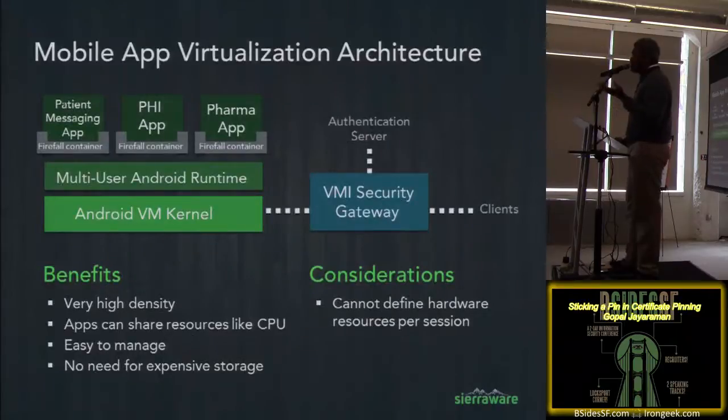A typical way of doing VMI is in two ways. One is mobile app virtualization, which is similar to RDP. How many of you are aware of RDSH or RDP? RDP is basically where you have one server, you host multiple apps, and the apps are delivered to the remote client through a remote protocol. VDI is hosting a full user interface. Mobile app virtualization is similar to RDP, where you host multiple apps on an Android runtime remotely, and you deliver them remotely to the user.